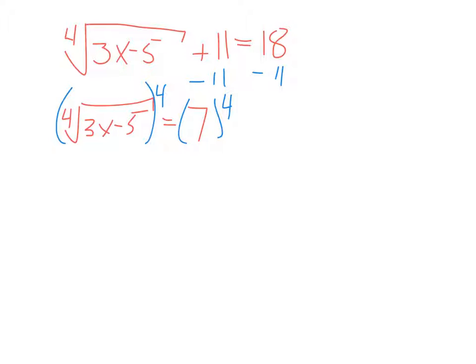So what happens on the left-hand side? Cancel out. What about the right-hand side? 2,401.